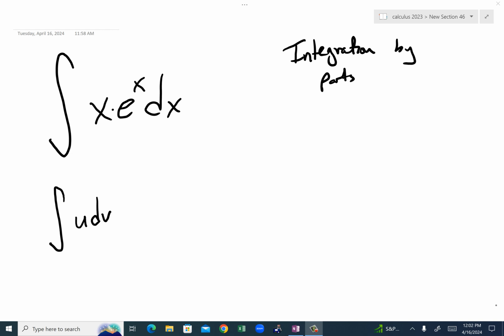All right, so here it is. If you have u dv, you're like, what does that mean? I got you. Hang on. This will be the integral of uv minus the integral of v du. Now, what does that do for me? Well, you'll see momentarily. Okay?